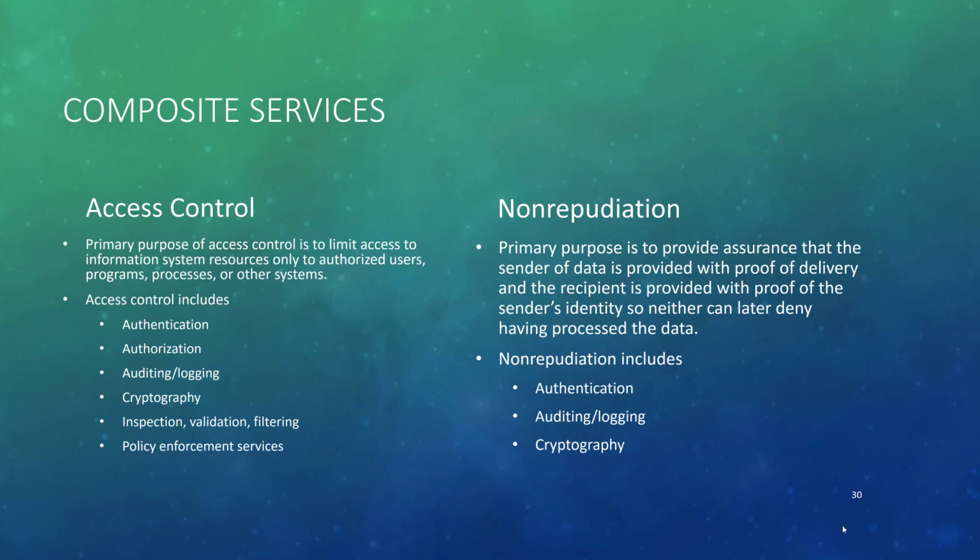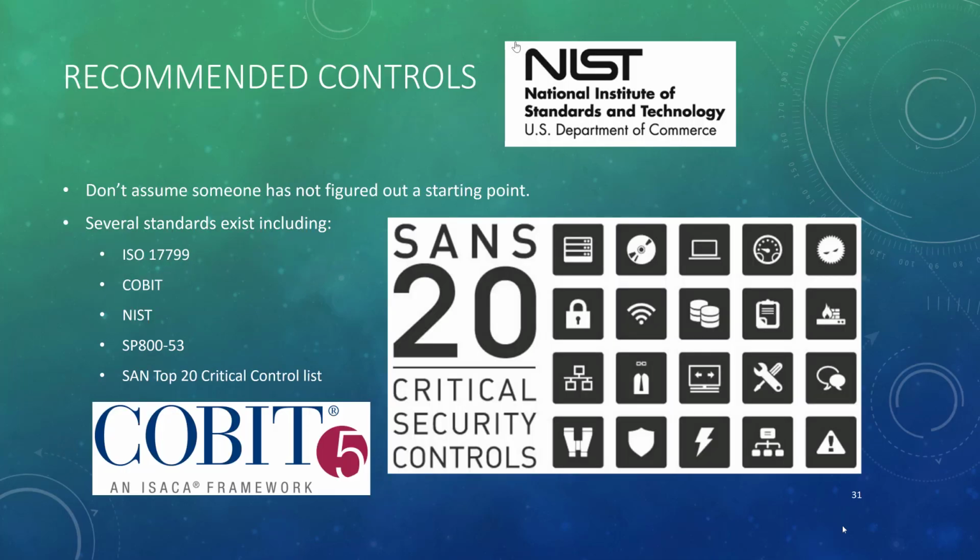When you look at non-repudiation, a little bit different. What we're going to do is ensure that if someone sends data and the recipient receives it, neither can deny either sending it or receiving it. So this involves authentication, auditing and logging, and cryptography. It's actually a pretty important service as coupled with financial services like buying a house or buying a stock or selling a stock.